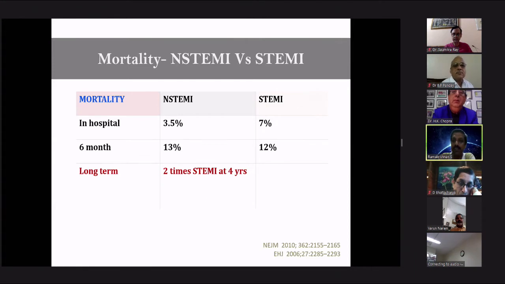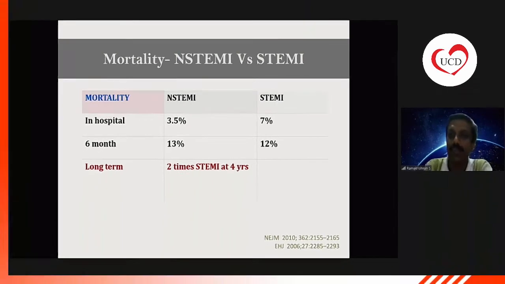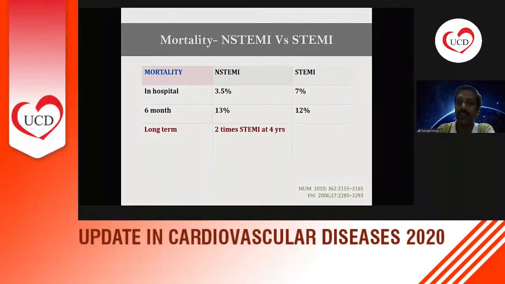This is the important number that you have to understand. In hospital mortality, even though it is half of STEMI, by 6 months it catches up. In the long term, it is actually 2 times of STEMI at 4 years. So it's actually a worse disease than STEMI. STEMI hits hard in the start, but NSTEMI slowly kills. It's a slow poison kind of a thing. It's not such a slow poison, but it kills equally as effectively as STEMI.